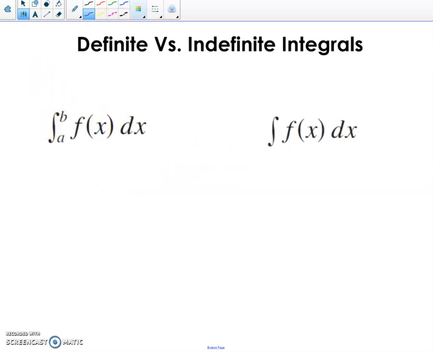And there are 2 types of integrals. Last class we talked about the definite integral, which is the one here on the left. We can tell that this is a definite integral because we have limits of integration.